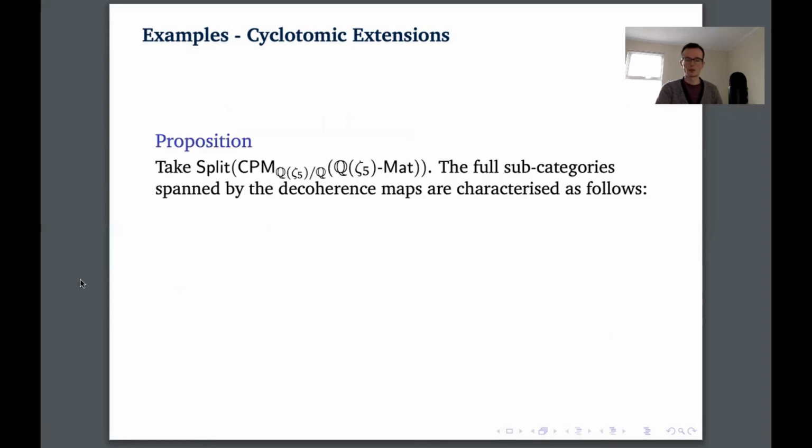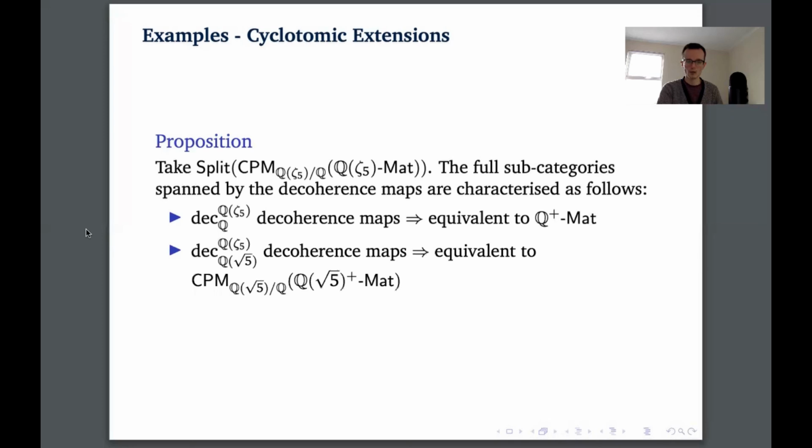If we take the Karoubi envelope of this CPM category, then the full subcategory spanned by the decoherence maps can be characterized as follows. So the full decoherence map gives us an equivalence of categories to the positive rational valued matrices. So this can be thought of as our classical subtheory. And then the partial decoherence gives an equivalence of categories to this intermediate CPM construction.